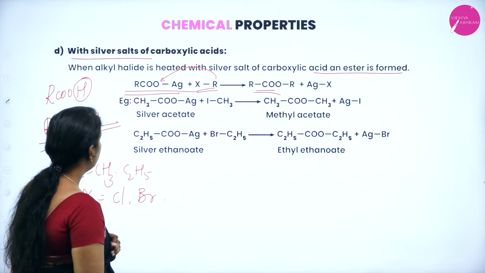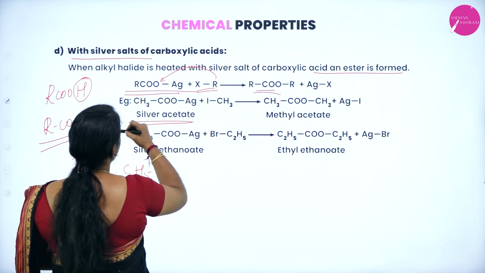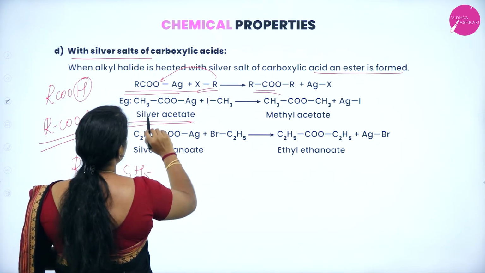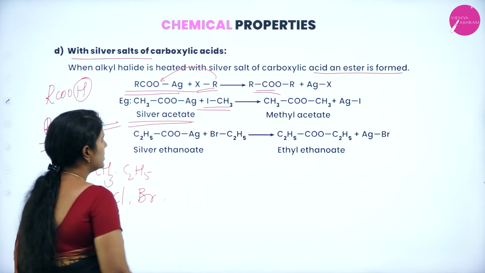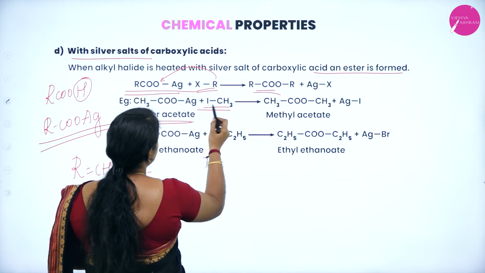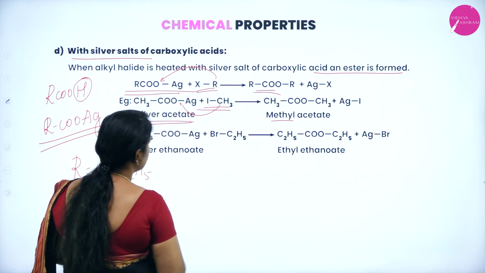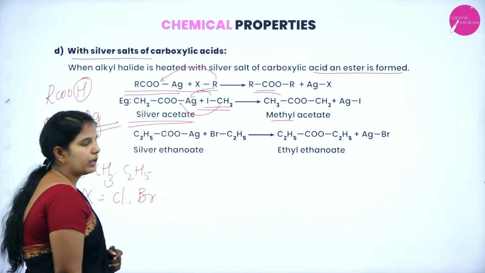So here I have silver acetate. I have replaced the R with CH3 and X with iodine. Silver acetate is treated with iodomethane. What does it form? This CH3 goes and attacks this carbon atom, thereby forming methyl acetate, and silver combines with iodine to form silver iodide.